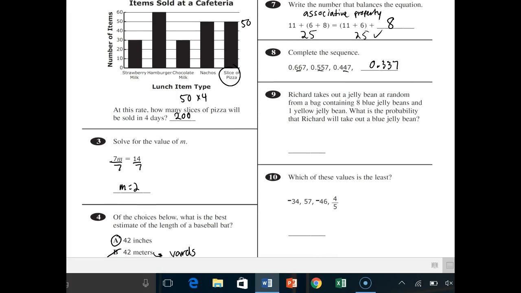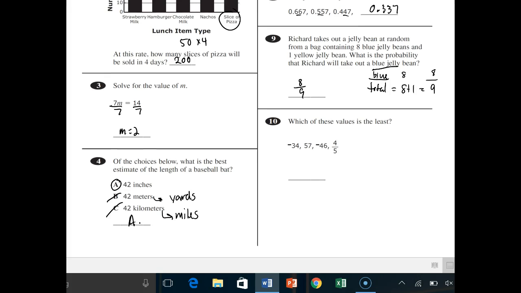Number 9, Richard takes a jelly bean out at random from a bag containing 8 blue jelly beans and 1 yellow jelly bean. So total, there is 8 plus 1, or 9 total. What is the probability he will take out a blue jelly bean? So blue, there were 8. So it's 8 out of 9. Since 8 out of the 9 jelly beans are blue, we have an 8 in 9 chance of getting one.